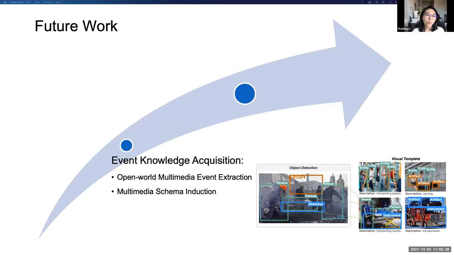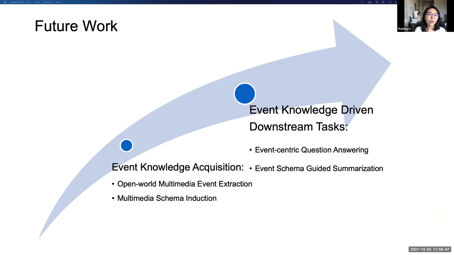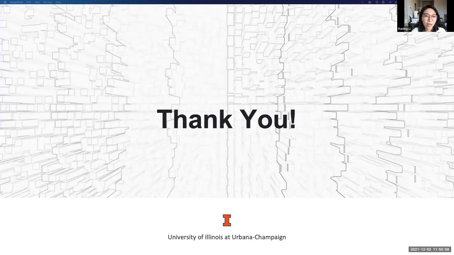In the future, my work will mainly focus on open world multimedia event extraction. Maybe try to use some visual prompt learning. And maybe for the Kairos project, we can try to encode the visual features into the schema induction process. And at the downstream task level, we can also explore more about how to use event knowledge to support real world applications. Yeah, this is my presentation.